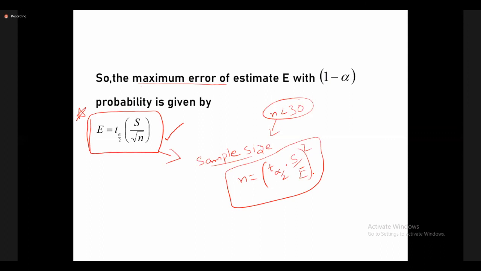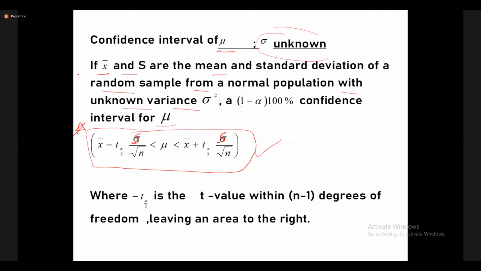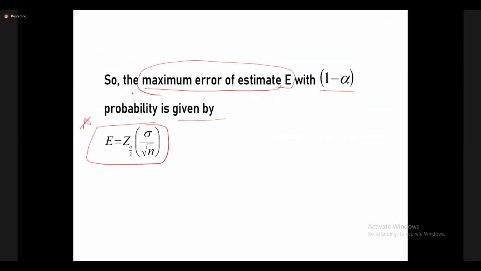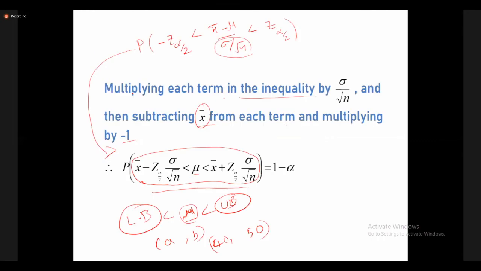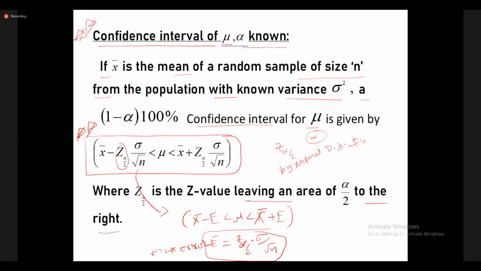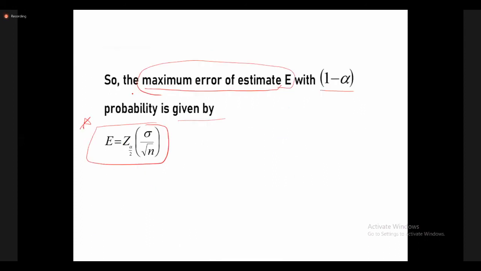Total 6 formulas are there. All of you remember that. For large samples, 3 formulas. For small samples, 3 formulas. The first formula is the confidence interval, second one is the maximum error, and third one is the sample size. That is the theory part we covered today, estimation. Tomorrow we'll start the problems. All of you better write down the formulas on one page, so you can easily do the problems.